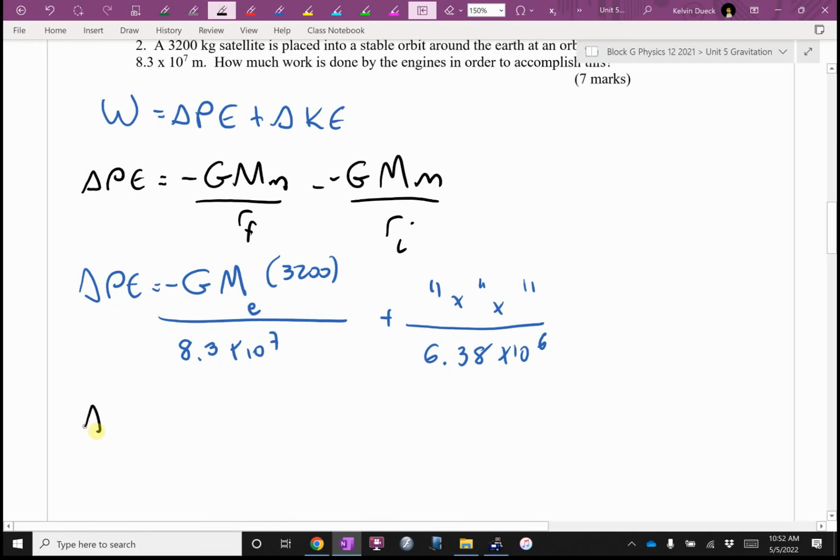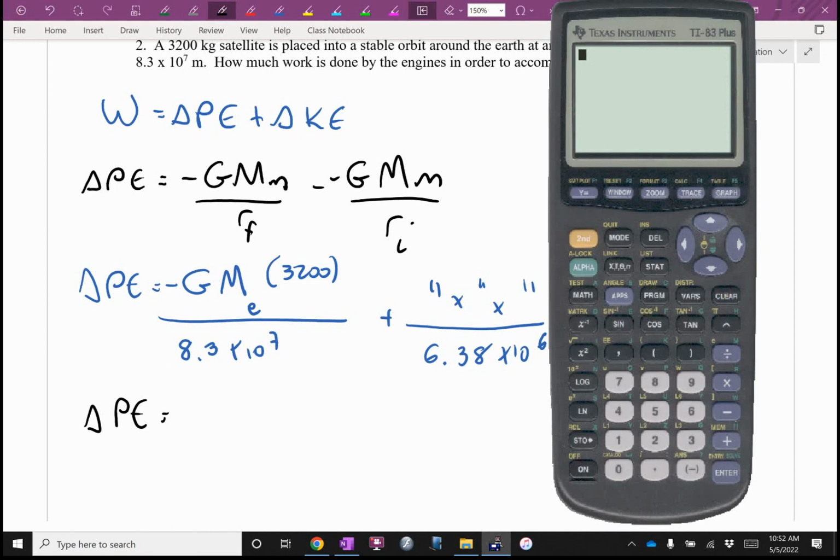Alrighty. Now is where I'm going to be very meticulous and careful because I'm going to be reusing this calculation a few times. Negative 6.67. No, already made a typo. Negative 6.67 times 10 to the negative 11 times 5.98 times 10 to the 24th times 3200 divided by 8.30 times 10 to the 7th. Did I make a typo at all? Looks good. For the first term, did you get negative 1.5378 times 10 to the 10th?